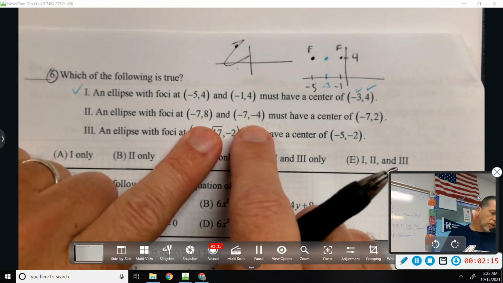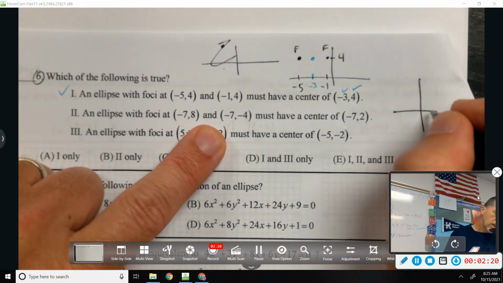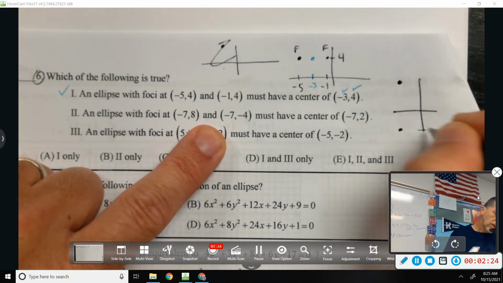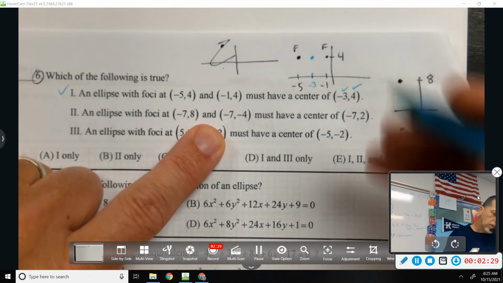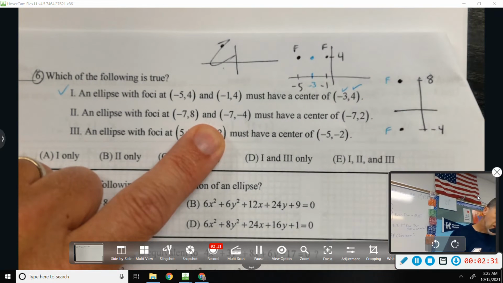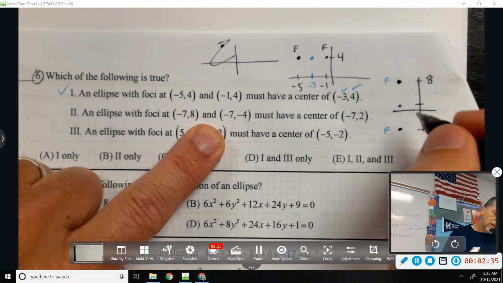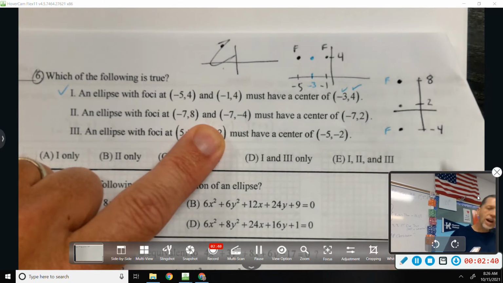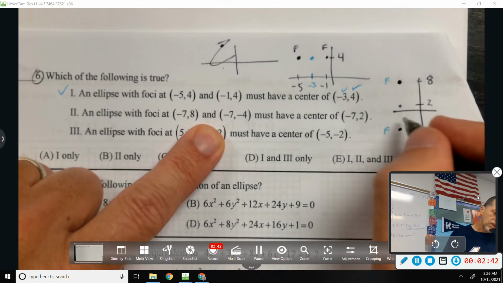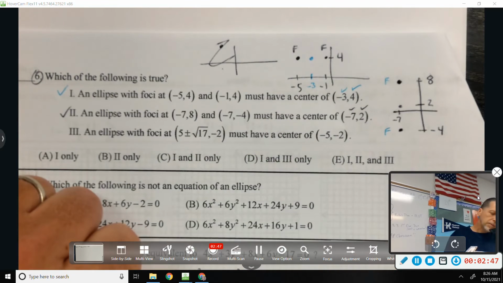An ellipse with foci at -7, 8 and -7, -4. Those are the two foci. So the center would have to be right there in the middle. And 2 is right in between. And this x value is -7. So yep, we're good on that one. Bingo.